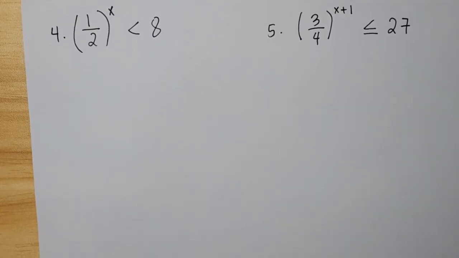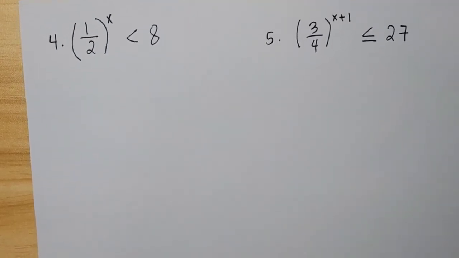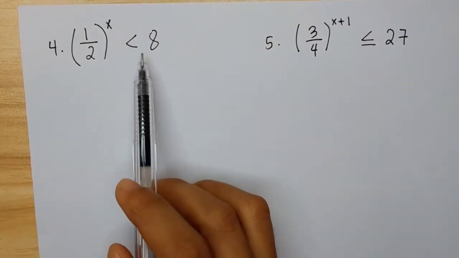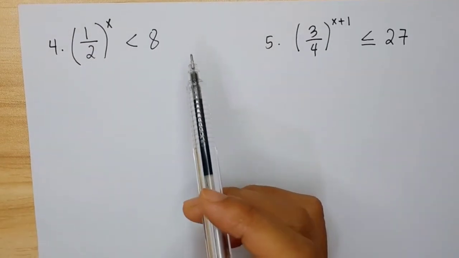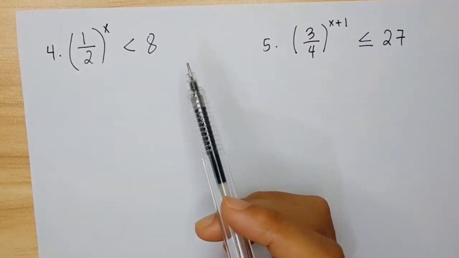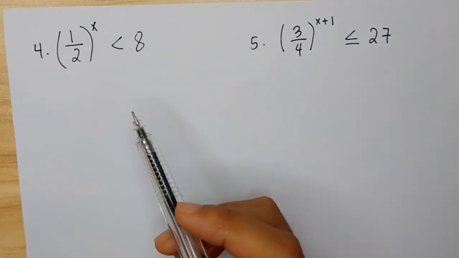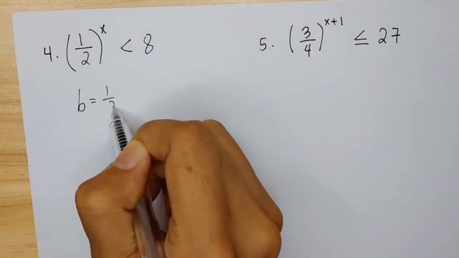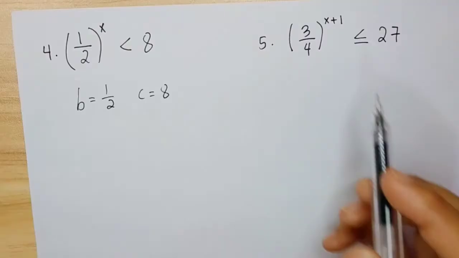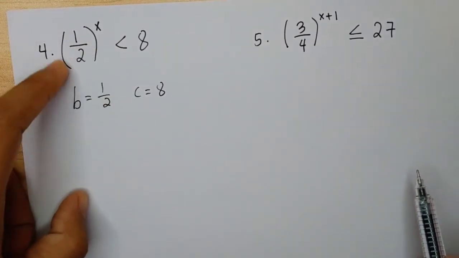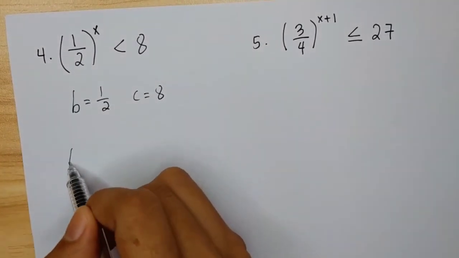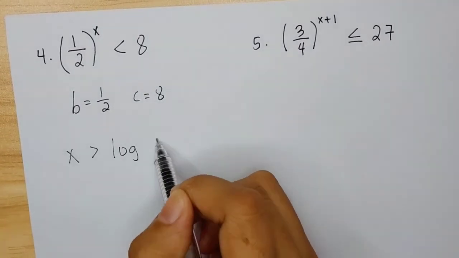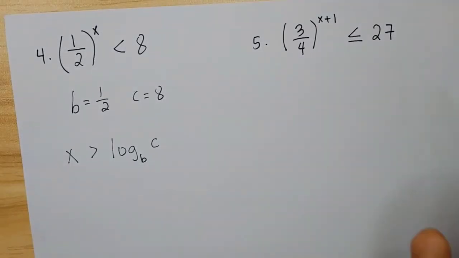So, we have here, okay, so we have here 1/2 raised to the power of x is less than 8. Ano yung b natin? So, ang b natin is 1/2. Tsaka yung c natin is 8. Since that is in between 0 and 1, so that is x is greater than log c to the base b. Yan yung solution niya.